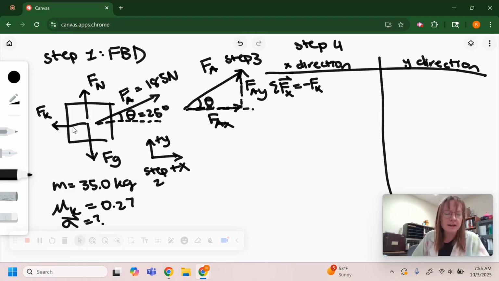The other one in the x direction is a part of Fa. It's Fax. Do you see how Fax is a part of Fa that is in the x direction? So I'm going to add in Fax because that is the x component of Fa and it's the part of the force Fa that is acting in the x direction. Now I can set this equal to my mass times my acceleration in the x direction.